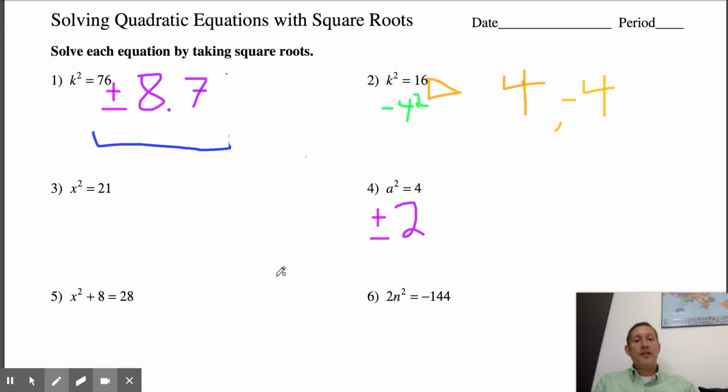Okay? We're going to talk later this week about what to do when it's not just a variable squared equals a number. And we're going to solve it. And sometimes the positive and negative answers are not the same. Sometimes they could both be positive, sometimes they can both be negative. But the key is that if you have a number squared, which is quadratic, you have both a positive and negative answer.